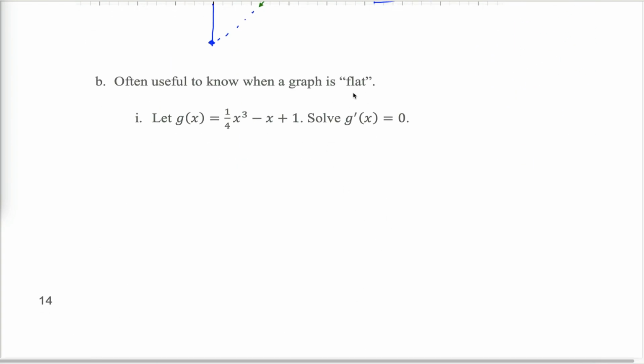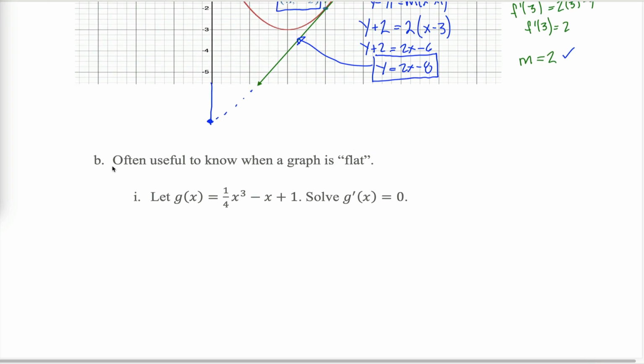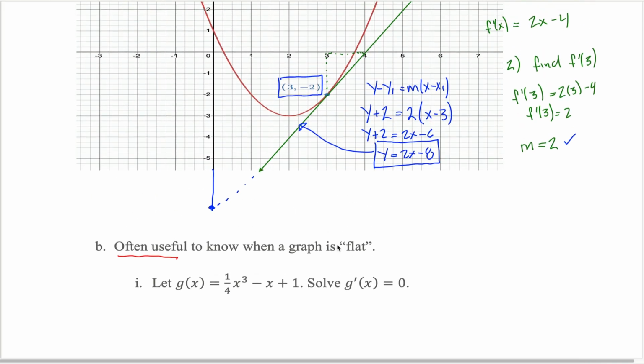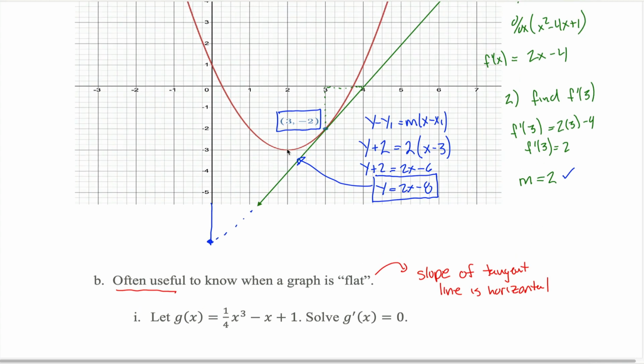It's often useful to know, and we'll see why later in our class when we get into applications, when a graph is flat. Flat is in quotation marks because really what I should say is when the slope of the tangent line to a graph is horizontal. What we'll see in about a month is that locating points like this, where the slope of the tangent line to the graph is horizontal, is super important.